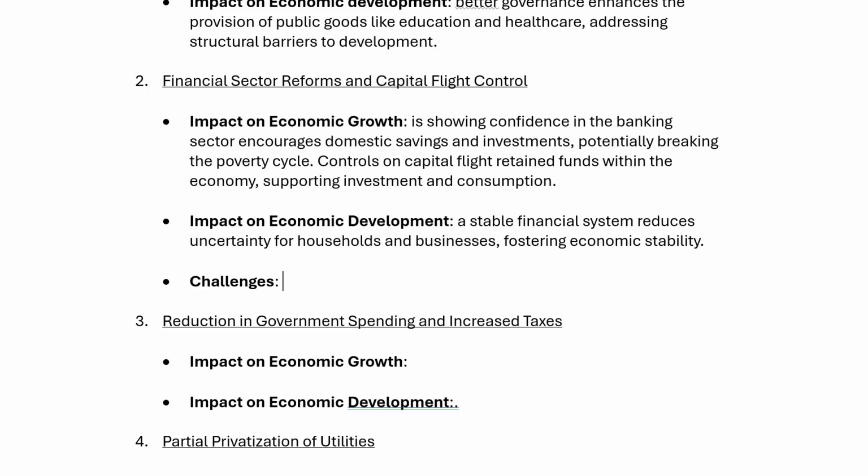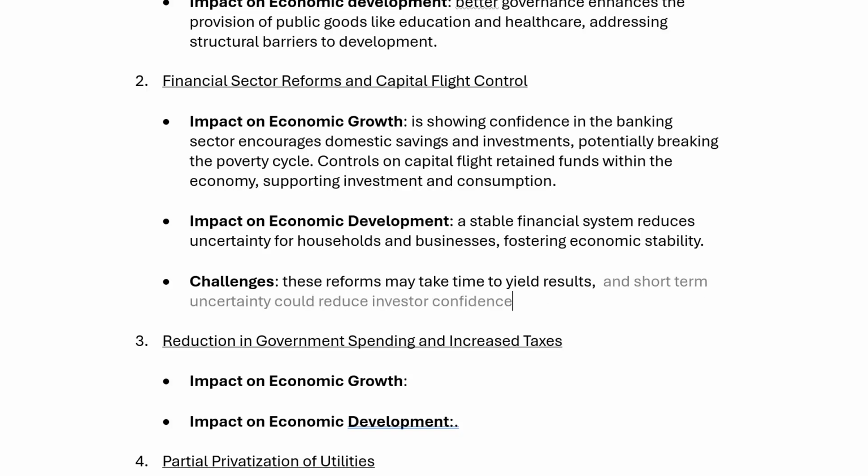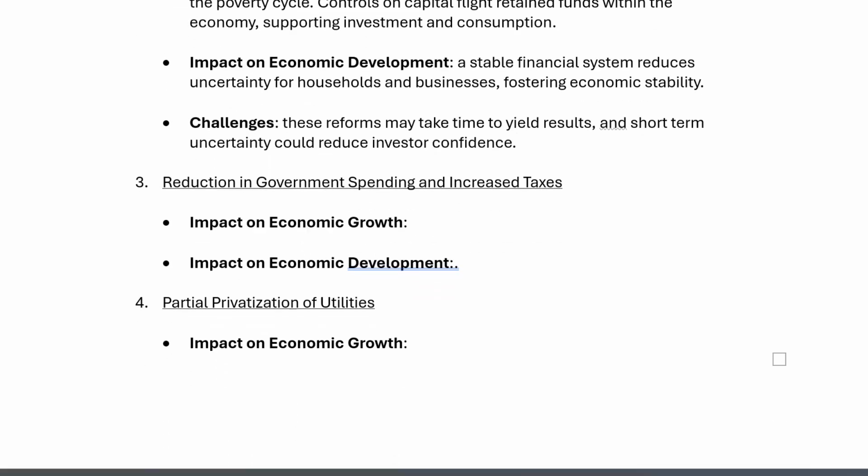Now, I'm just going to have an extra little section here to talk about some challenges, because it's not always easy to do these things. These reforms may take time to yield results, and short-term uncertainty could reduce investor confidence. That's just a little thing you might want to throw in there, just to show off or demonstrate that you know what you're doing.